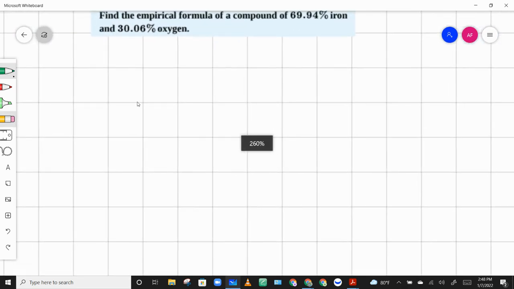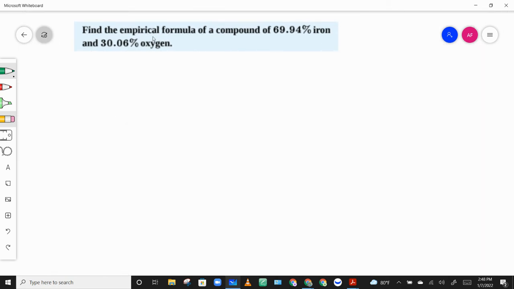Okay. Now, if we are given percent composition already, something like this, we can find the empirical formula. Now, the empirical formula is the simplest ratio of atoms in a molecule. Simplest ratio of atoms in a molecule.